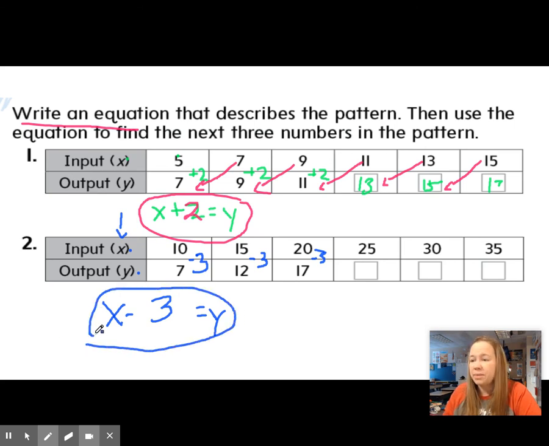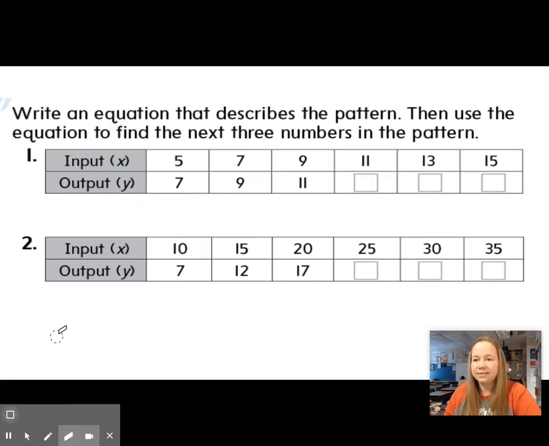Now we have to fill in the missing number. So 25 minus 3 is 22. 30 minus 3 is 27. 35 minus 3, 32. Good work.